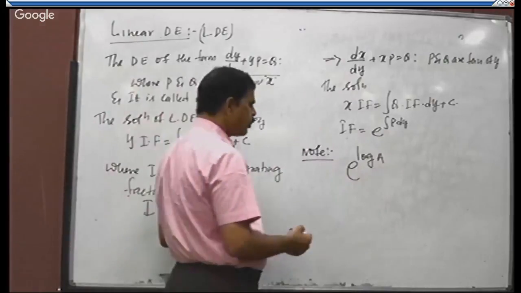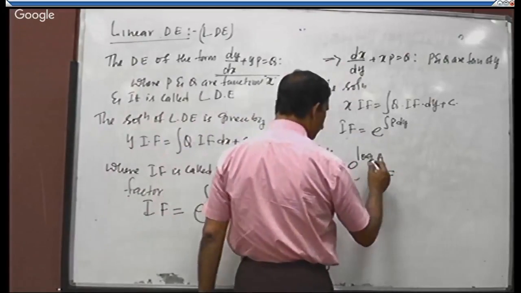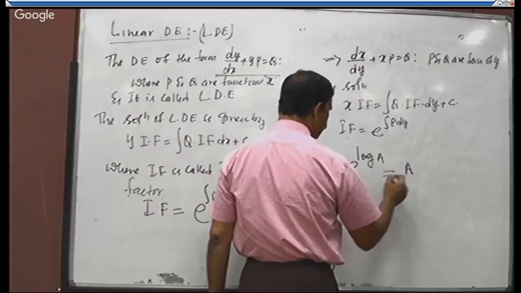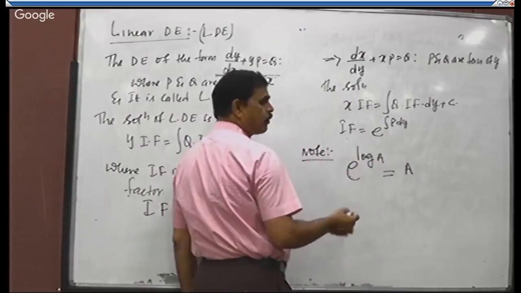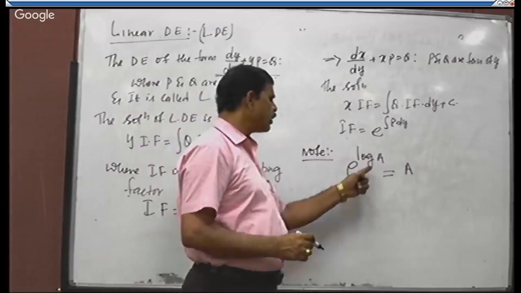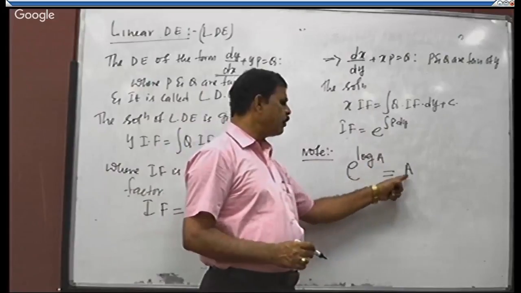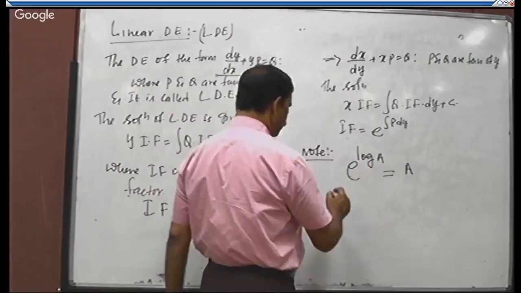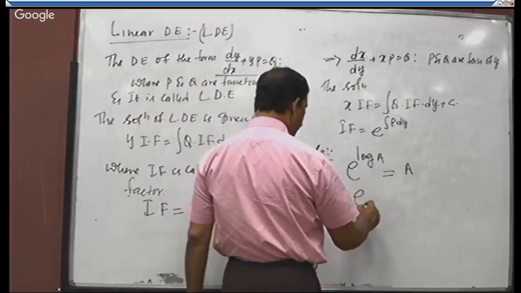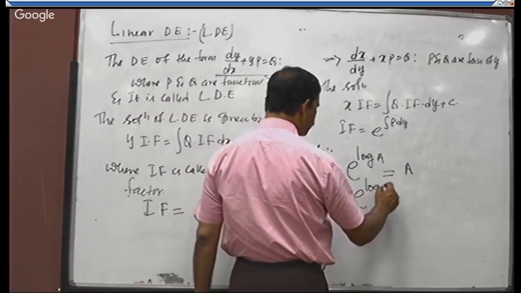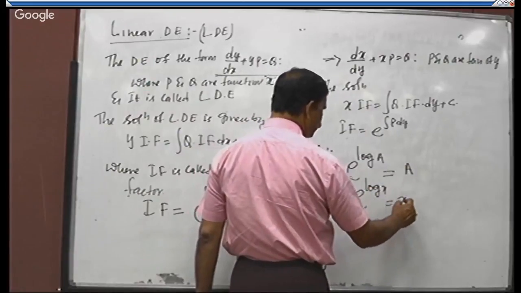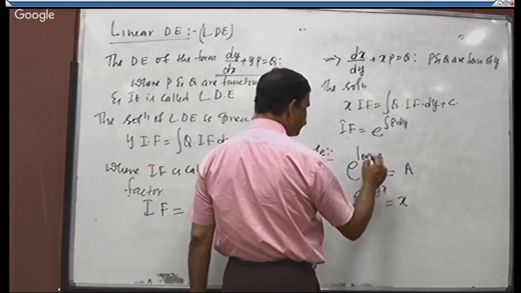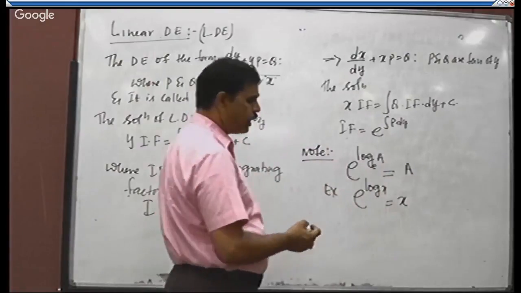There is a rule, there is a theorem. We can prove it as only a. e to the power of log, the log vanishes. Only a will be the answer. See, example: e to the power of log of x is equal to only x, because the base is what? The base will be e only.